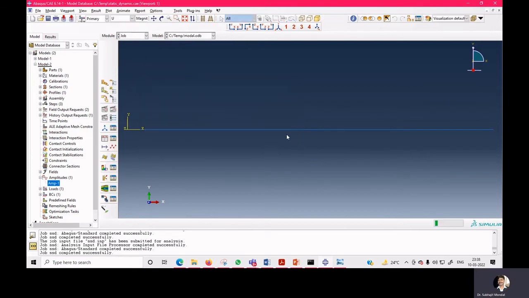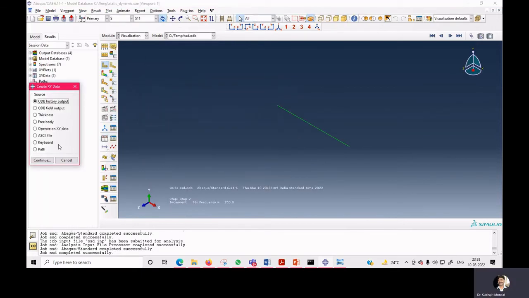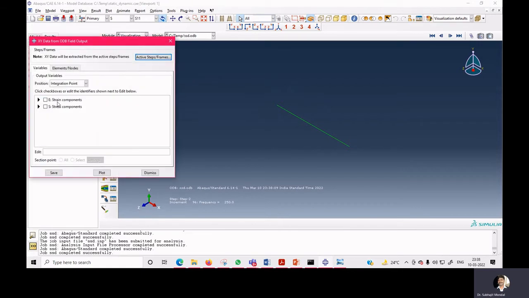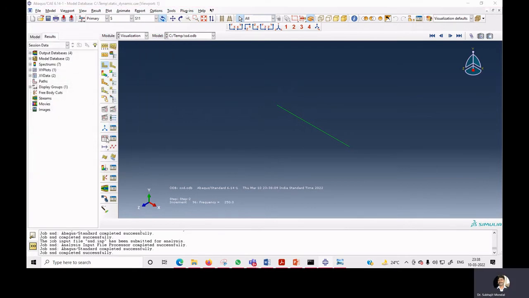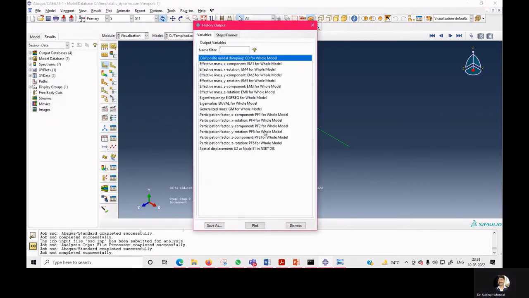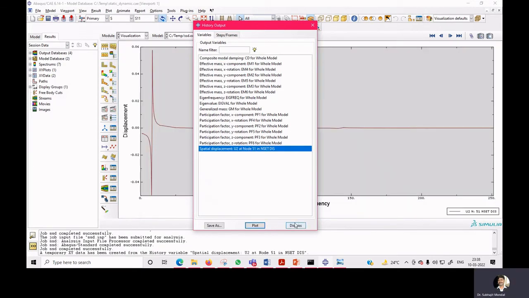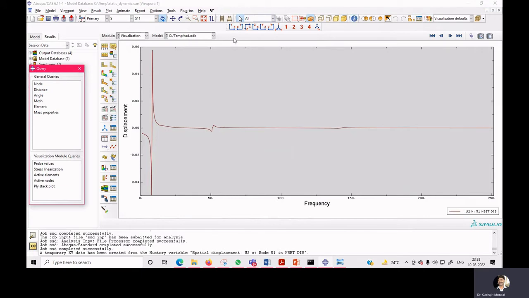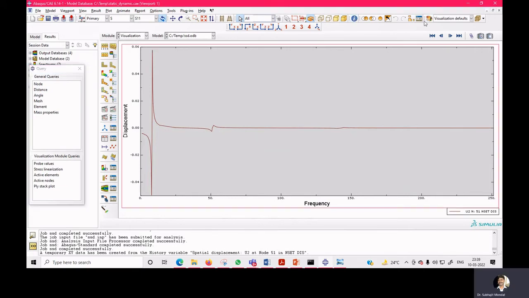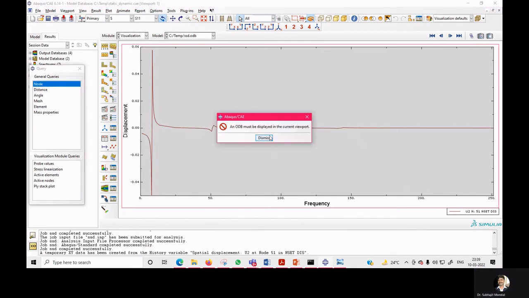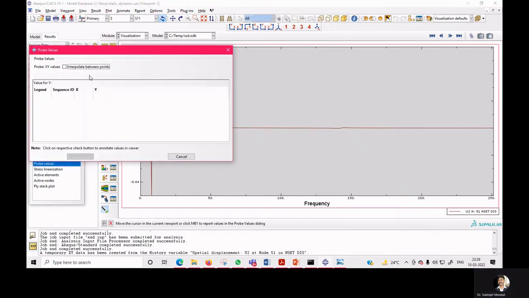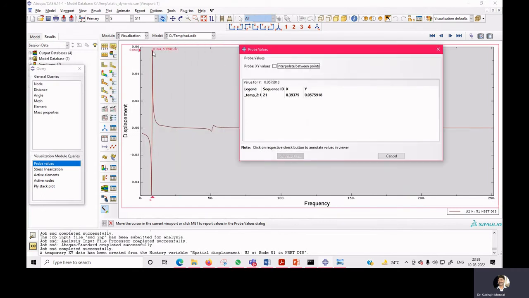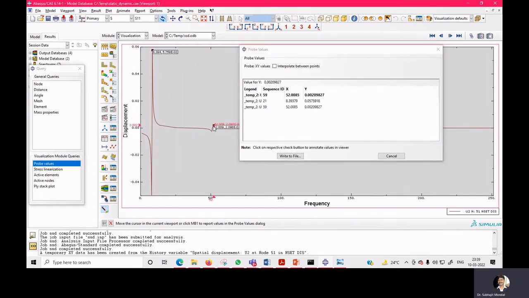Now the job is completed. Now go to history output, or you can go to field output also, and now we can go to history output and you can plot u2. So now here we can see our first frequency is coming nearly at 8 Hz, and the second frequency is nearly 51 Hz.